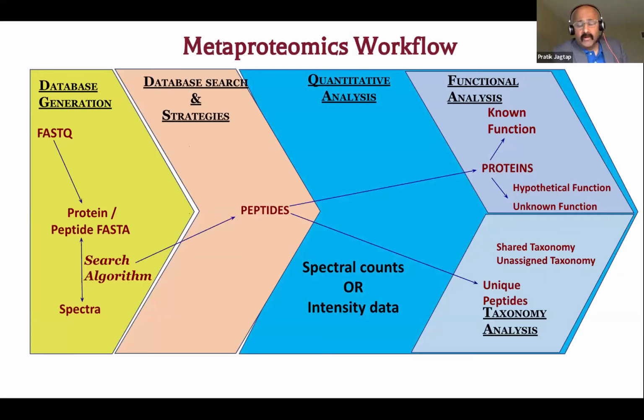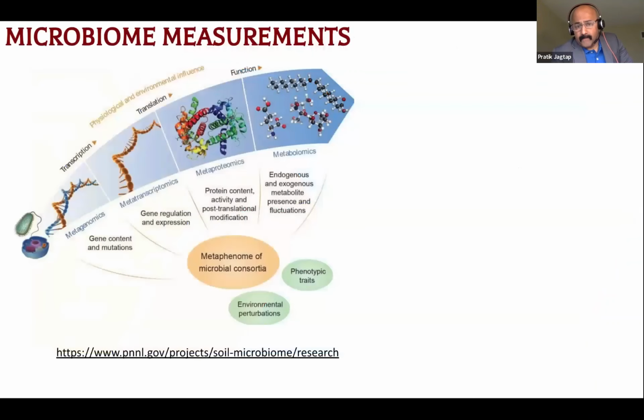However, quite a few researchers have started relying on the intensity of the data, wherein you look at the precursor mass MS1 intensities and then correlate that with the abundance of that particular peptide, and then you can make a correlation. So we were very interested in using these metrics so that we could quantify taxonomy as well as functions. Just to highlight, there are quite a few different measurements that one can do. And again, as I mentioned earlier, metaproteomics is what we are interested in.